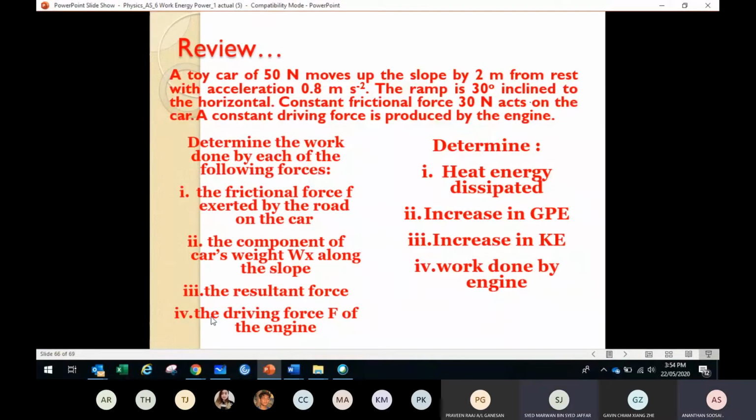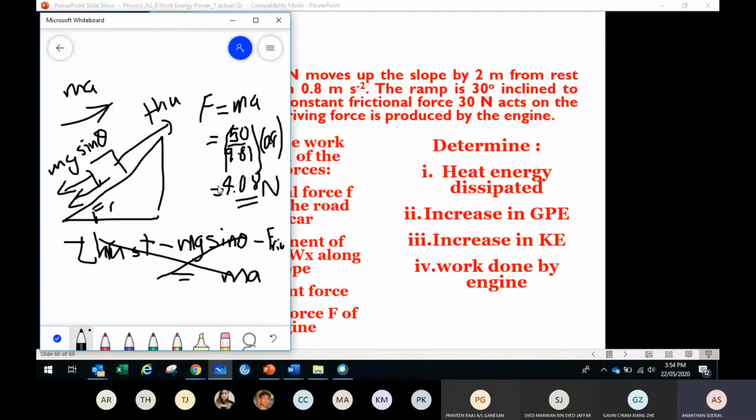Next, the resultant force is the driving force F of the engine. They want the work done by the resultant force. So after you got your net force, you just multiply by the distance. Distance travelled is 2 meters. So this is the work done by the net force, which is 8.16 joule. This work done by the net force is the same as the increase in kinetic energy. The rise in kinetic energy of the toy car is 8.16 joule.